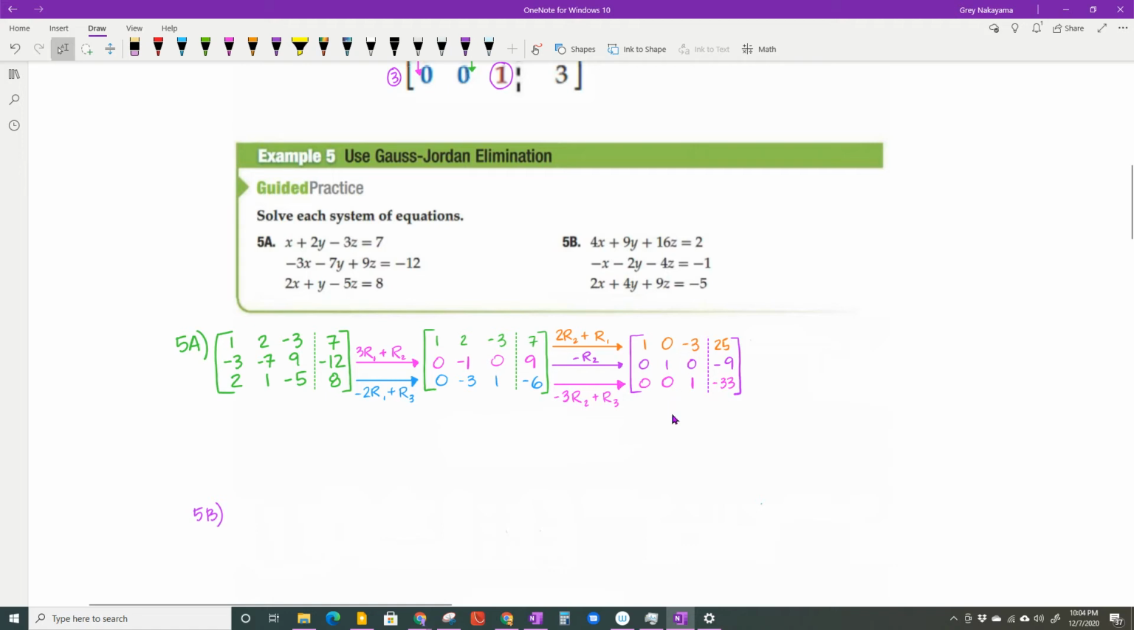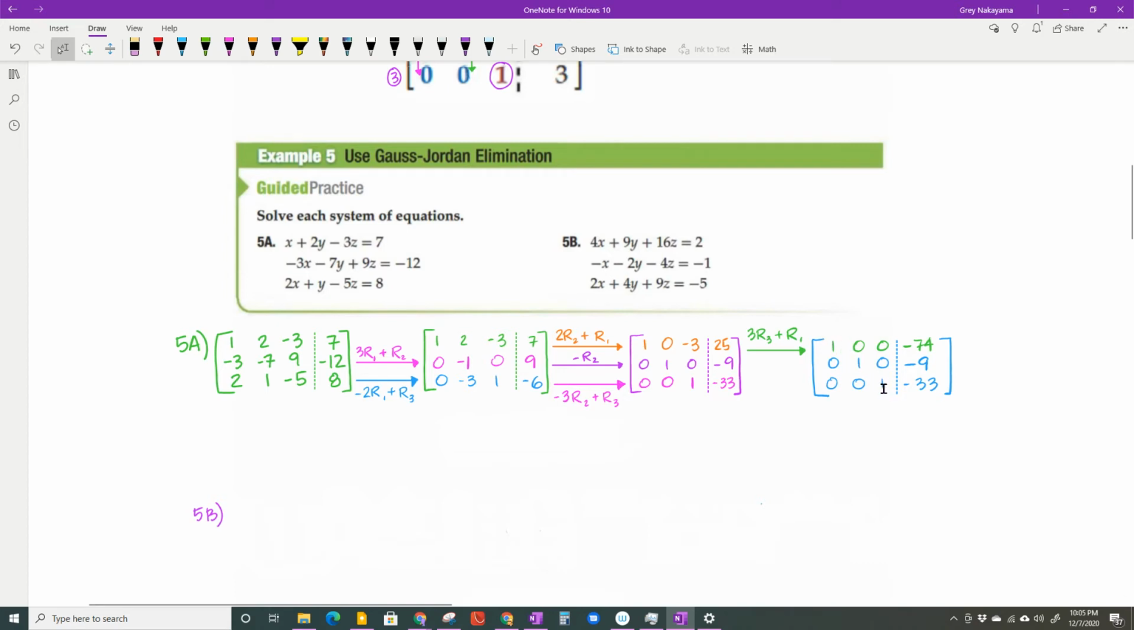So when I go to the next one, and I'm going to change that top row, my bottom 2 rows stay the same. I'm going to multiply the row 3 by 3 and add it to row 1. So 0 times 3 plus 1 is 1. 0 times 3 plus 0 is 0. 1 times 3 plus -3 is 0. And then -33 times 3 is -99. Plus 25 is -74. So now I have my reduced row echelon form.